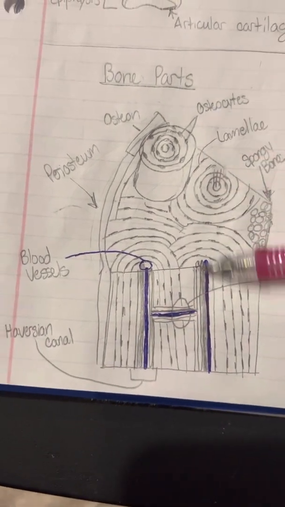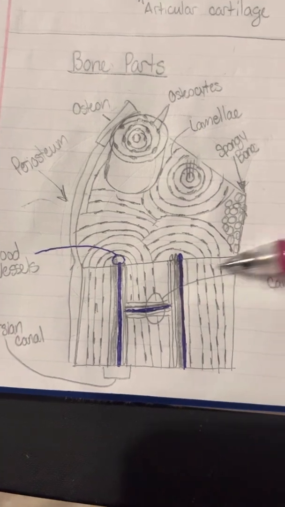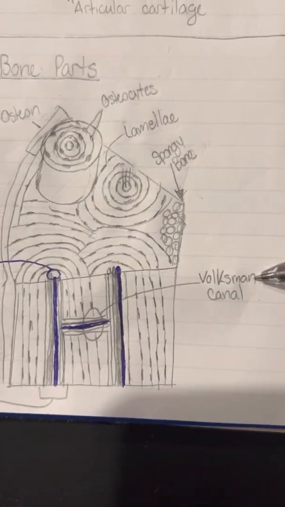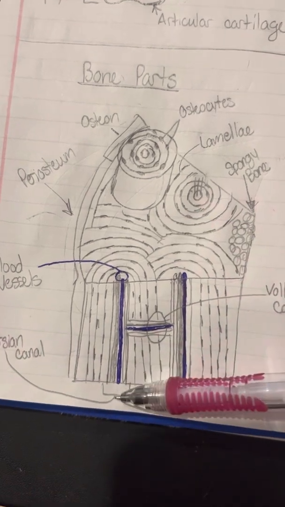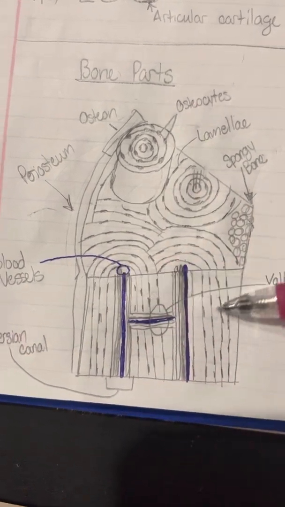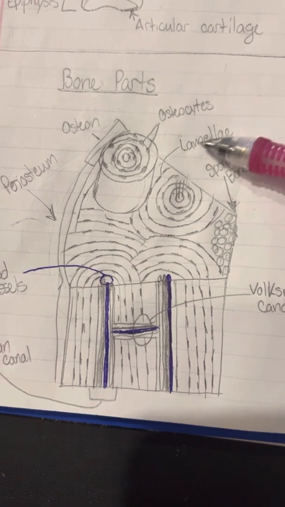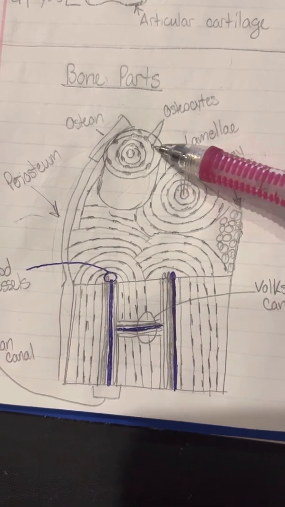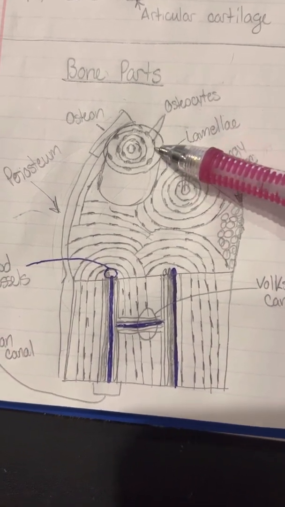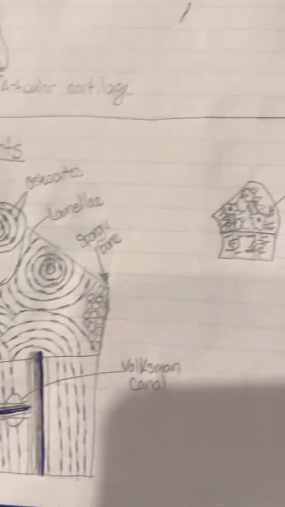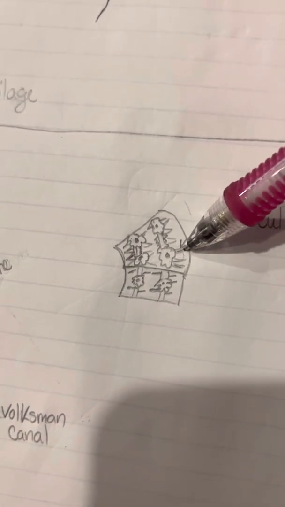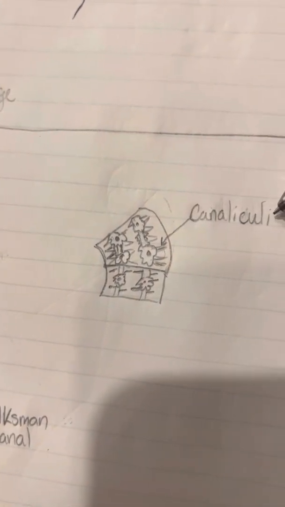And then what would connect these Haversian canals is called a Volkmann canal. So the Haversian canals are vertical, Volkmann horizontal. And then, like I said, we have these little osteons, and what connects them would be the lamellae. There you'd see the spongy bone, and going in smaller, the little parts that come off the osteocytes are the canaliculi.